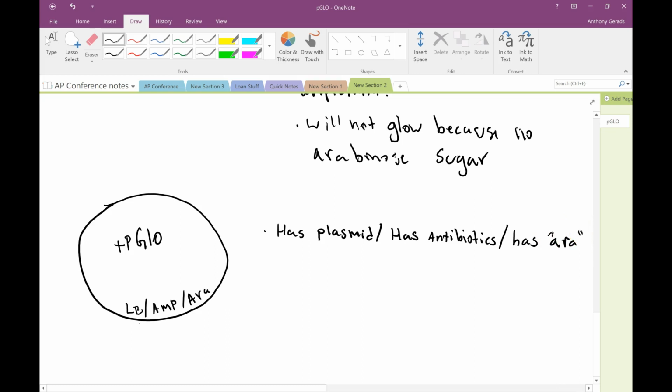So hypothesis: what would happen? Bacteria grows due to transformation, meaning that E. coli successfully took up that plasmid and started activating the genes on that plasmid. But will it glow? That's the real question.